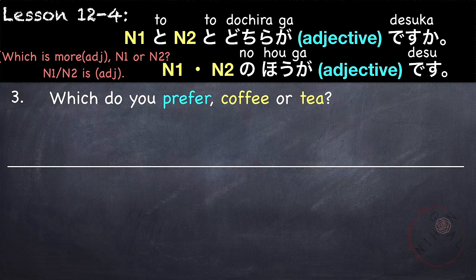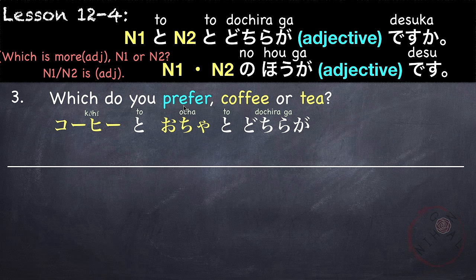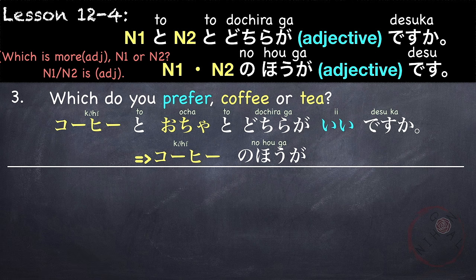Another example. Which do you prefer? Coffee or tea? Or which do you like? Coffee or tea? Our N1 is coffee, コーヒーと, tea is お茶とどちらが, prefer or like could be いい. So in the vocabulary, we've learned nani nani ga いい. So it means to like or prefer something. コーヒーとお茶とどちらがいいですか? For example, coffee, コーヒー。コーヒーの方がいいです。I prefer coffee.